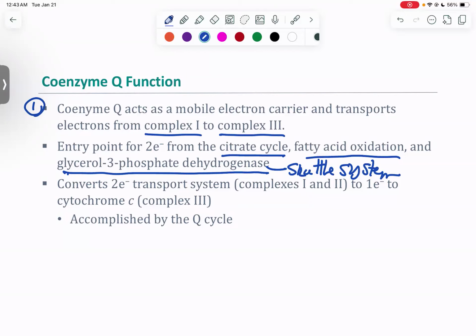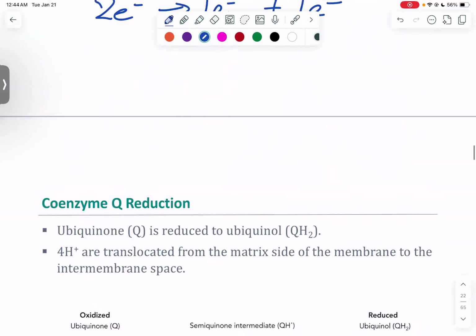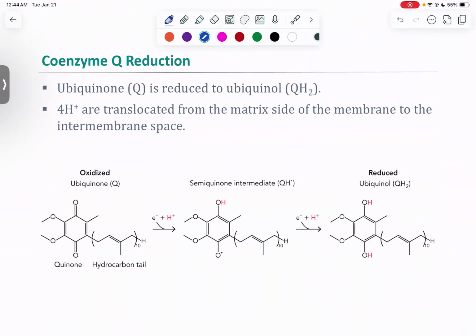And the way that those 2 electrons are separated into 1 electron at a time is through the Q cycle. And I have a really nice video in the modules, in the exam 1 module, that goes through the Q cycle if you want lots and lots of detail. So we've talked about ubiquinone. It's being reduced. When we go from Q to QH2, that's a reduction event. And as that happens, our 4 protons are again translocated.